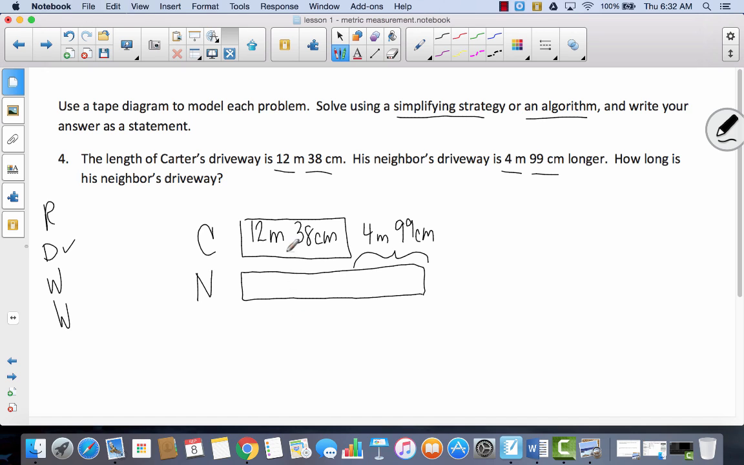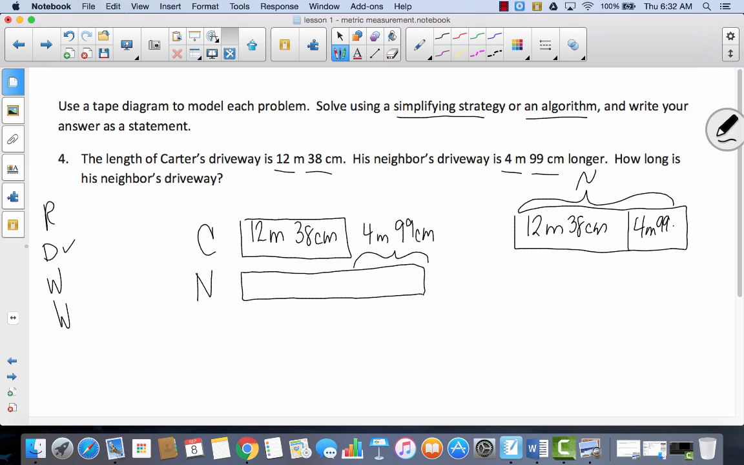So I could have set this up in a different way. I could have used the neighbor's driveway. You don't have to draw this, but I want to show you. You could have used the neighbor's driveway as your total, okay? We don't know what the total is, so I'm just going to put neighbor. But we know that the neighbor's driveway is Carter's driveway plus this 4 meters, 99 centimeters, because it's this much longer. So if I put the longer portion with Carter's driveway, I should get the neighbor's driveway, which is a total. So this is two separate ways that you could have set up the tape diagram. Both of them will get you the same answer.